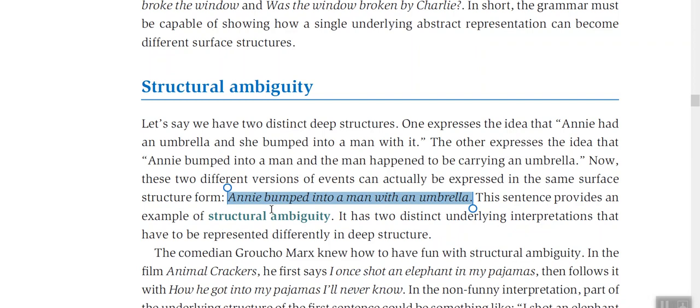Read it. Annie bumped into a man with an umbrella. One meaning expresses the idea that Annie had an umbrella and she bumped into a man with it. This is one meaning. It has two meanings. When we say it is ambiguous, it means it has more than one meaning. So, Annie had an umbrella and she bumped into a man with the umbrella. She has an umbrella in her hand.